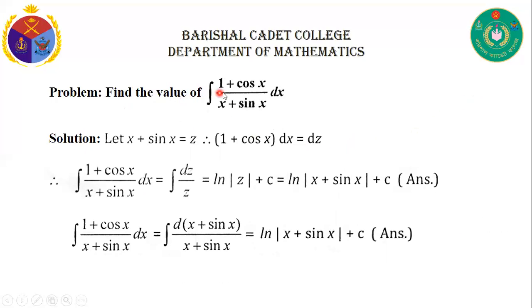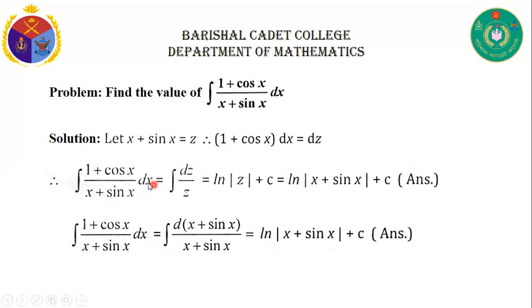Find the value of the integration of 1 plus cos x divided by x plus sin x. It is really easy, so already you can solve. Okay, I again repeat that if we choose 1 plus cos x, then the differentiation is minus sin x. But if we choose x plus sin x, then the differentiation is 1 plus cos x. So if we choose that as z, then dz is here.